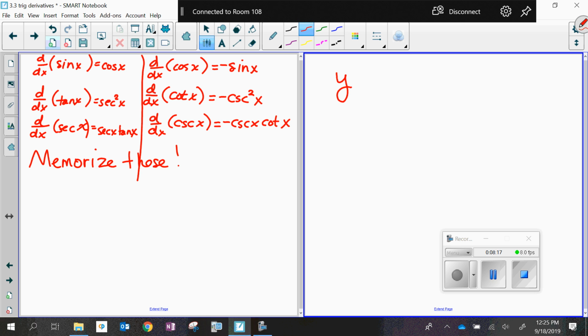All right, so let's find y prime if y equals x squared sine of x. Okay. Tell me what rule I'm going to start with, Libby. Multiplication. What do you mean multiplication one? Okay, there we go. There's the word I was looking for. Okay. So spell it out for me, Caitlin. Spell out that product rule.